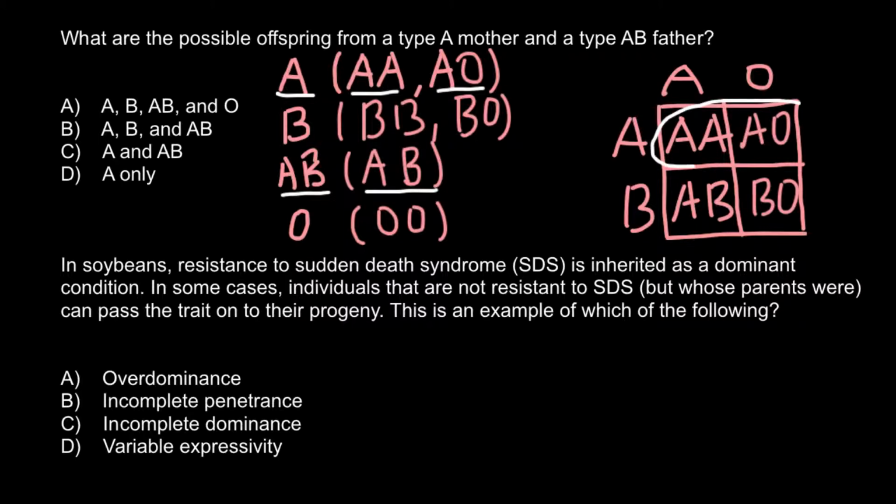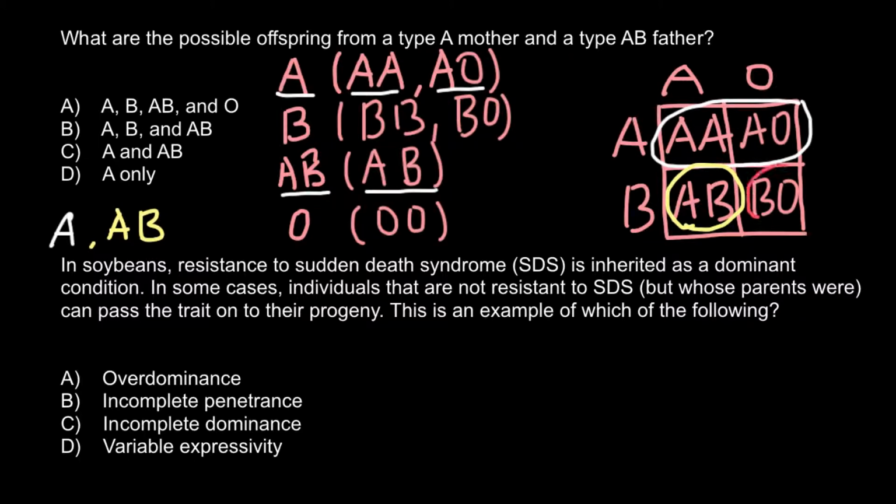AA and AO would make one phenotype, A, because these two genotypes make phenotype A. Genotype AB would make only one phenotype, AB, so this is going to be the second phenotype. And the last variant would be genotype BO, that would make phenotype B.